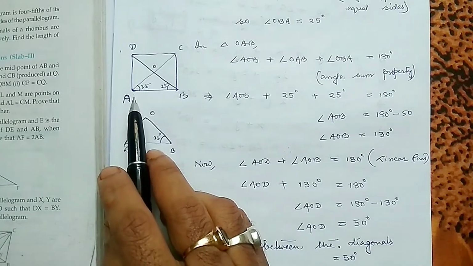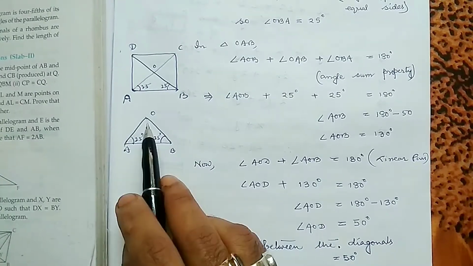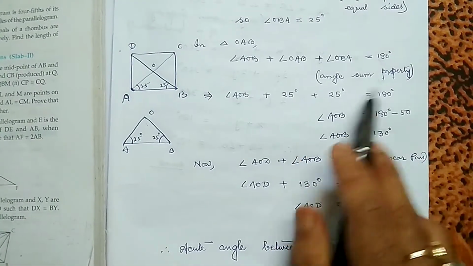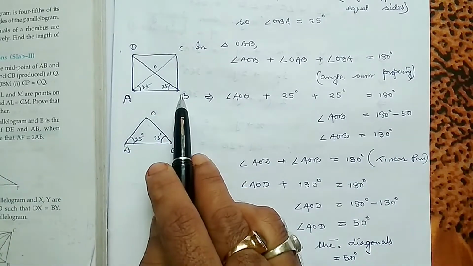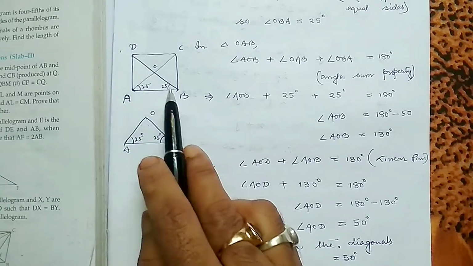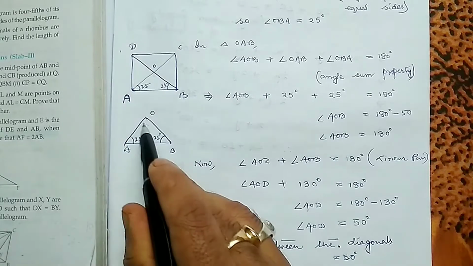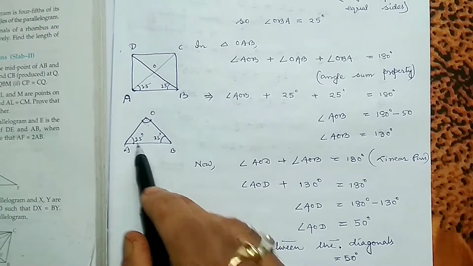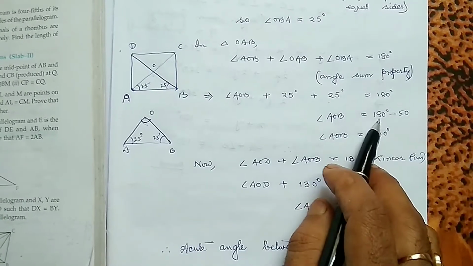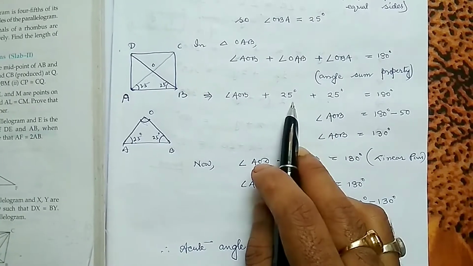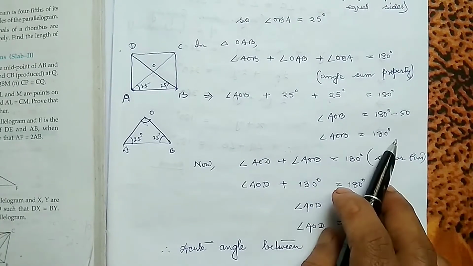Now if I consider the triangle OAB, then the sum of 3 angles will be 180. We know the angle sum property. So angle AOB plus OAB plus OBA, the sum of these 3 will be 180. Now AOB I don't know. This is 25, this is 25, sum is 180. So angle AOB will be 180 minus (25 plus 25) which is 50. So angle AOB equals 130 degrees.